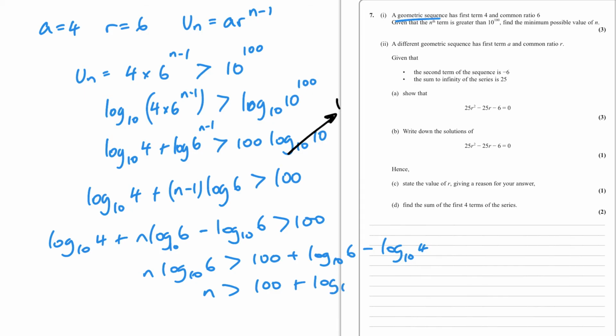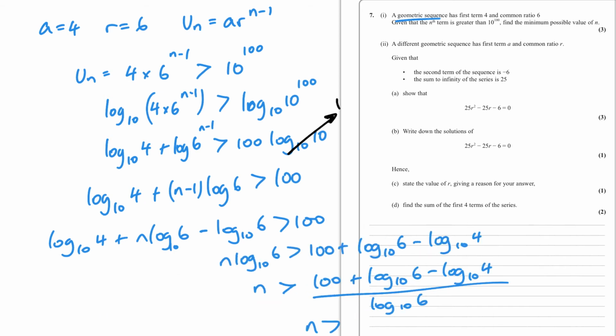So we got 100 plus all of this divided by log 10, log 6 to the base 10. So what that means is that n is greater than 128.74, or 128.7. Now we want the minimum possible value, so if n was 128, it wouldn't quite reach that 10 to the power 100. So we want n being equal to 129.